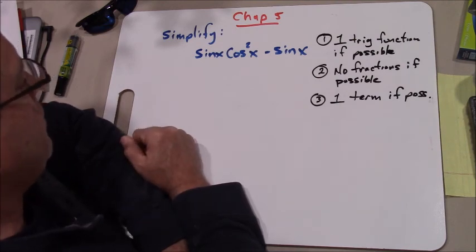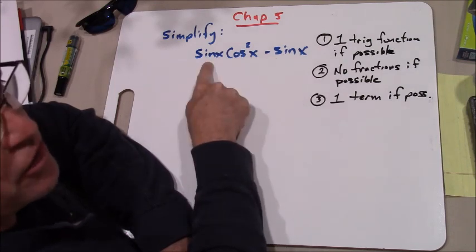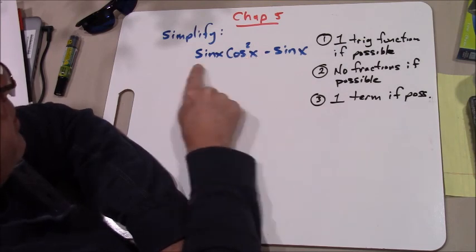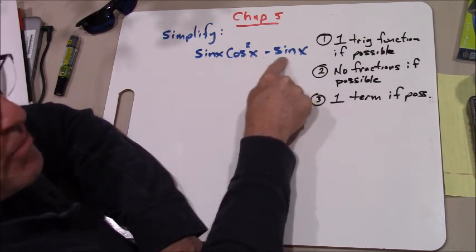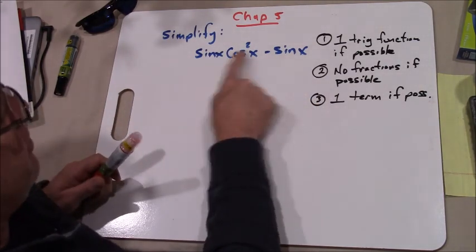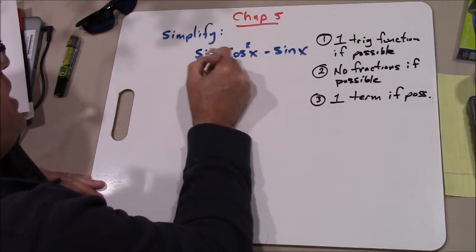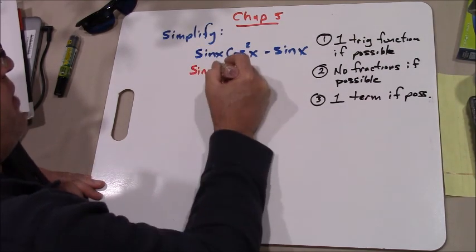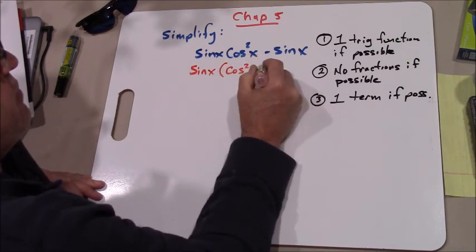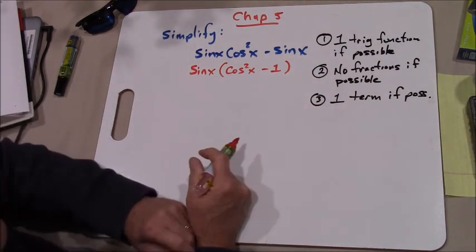And so when I look at this, the first thing I see is that there's a sine of x in each term. Now remember, a term is something that's being added or subtracted. So here's my first term, here's my second term, right? And so what I'm going to do is factor a sine of x out of each of these terms. So if I do that, I get sine of x times cosine squared of x minus 1.